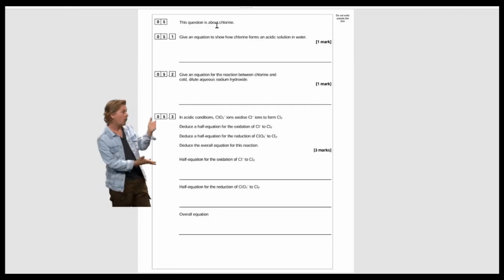Right, question 5. This question is about chlorine. Give an equation to show how chlorine forms an acidic solution in water. So they're giving you some clues to start this off. We know that they're talking about chlorine and it's in water, and they've mentioned that it forms an acid. So that's kind of nice for us because we know that we have chlorine, we know that we have water, and we know that we're forming an acid. You can kind of guess which acid you're going to form, right?